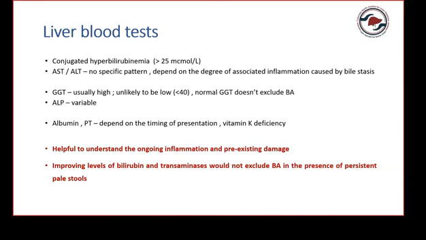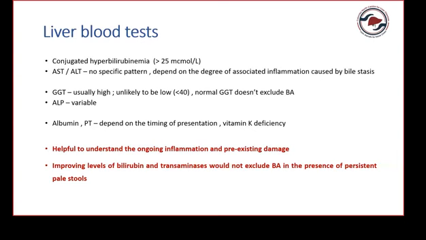Gamma GT, I know we talk a lot about low gamma GT cholestasis, high gamma GT cholestasis. Yes, usually gamma GT is high in biliary atresia, and it's unlikely to be low, less than 40, it's very unlikely. However, the normal gamma GT does not exclude biliary atresia, and there is enough evidence to say there had been cases of biliary atresia with gamma GTs between 40 to 90 or 40 to 100. So if you have clinical doubts, your normal gamma GT would not exclude biliary atresia. And alkaline phosphatase again could be variable.